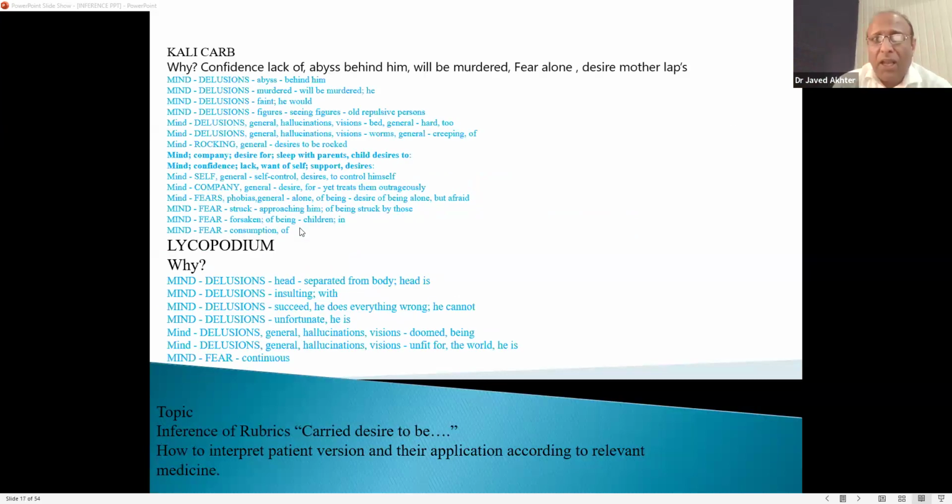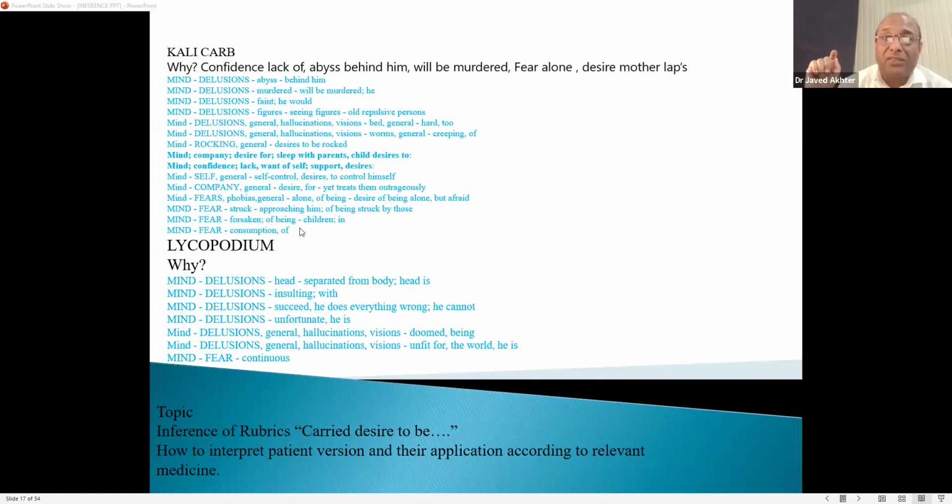And why Kali carbonicum? Kali carb is basically lack of confidence. Why? Lack of confidence. Abyss behind him. Abyss means something like when you are on a cliff, where you are high, where you will be murdered. Fear of being alone, desire for the mother's lap. These are the real abyss behind. Fear of being murdered. Faints, would faint on seeing a figure, an old repulsive person. Delusion, bad journey, hard to be. Delusion, worm creeping. Rocking, desire to be rocked.